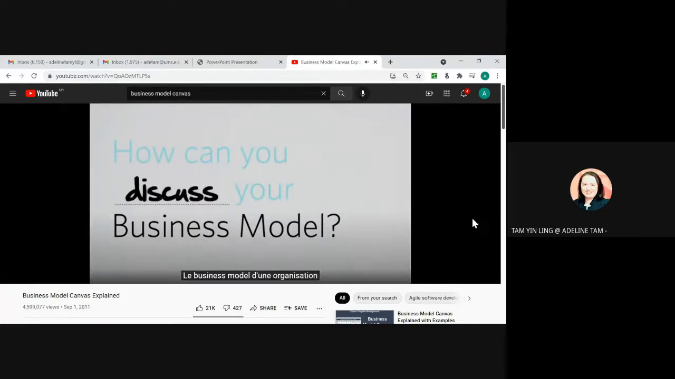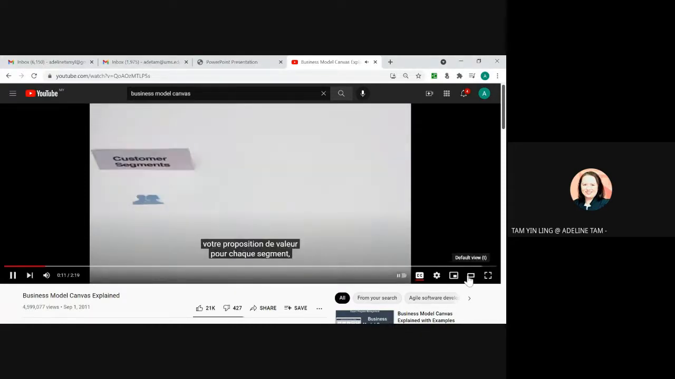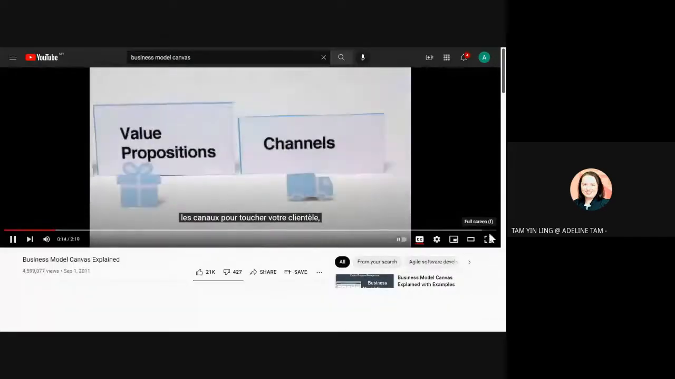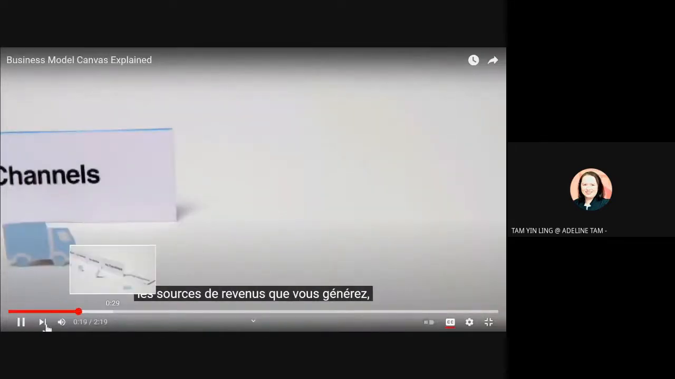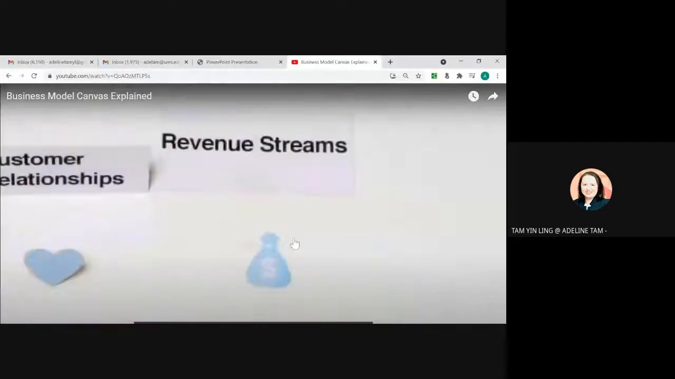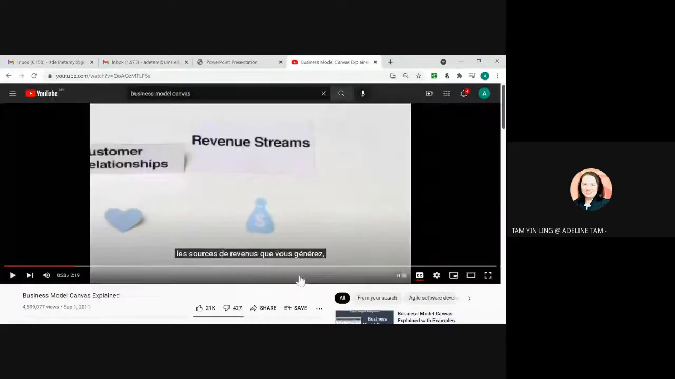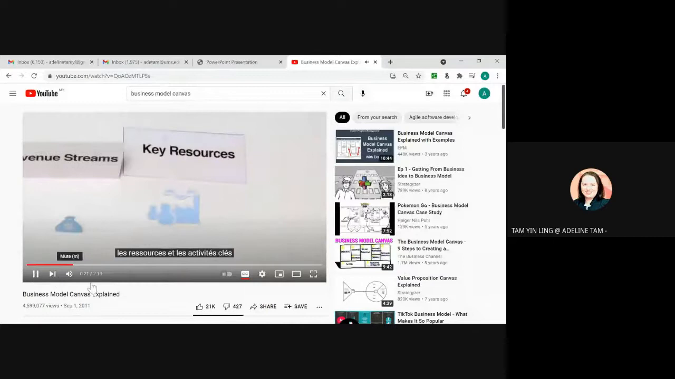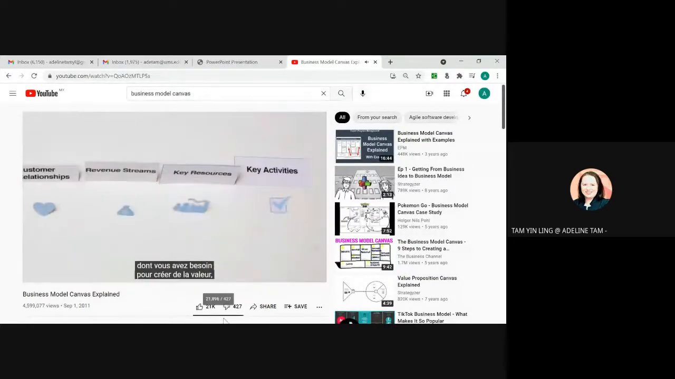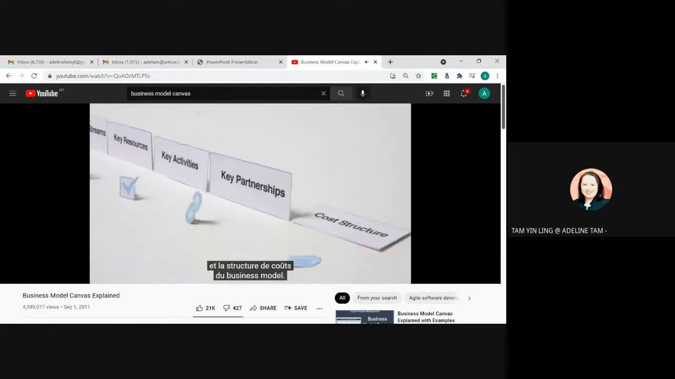An organization's business model can be described with 9 basic building blocks: your customer segments, your value proposition for each segment, the channels to reach customers, customer relationships you establish, revenue streams you generate, the key resources and key activities you require to create value, the key partners, and the cost structure of the business model.